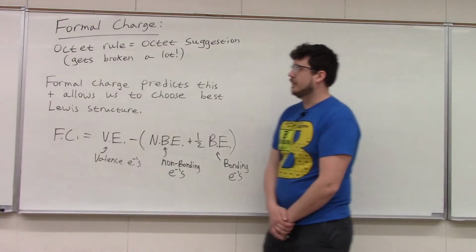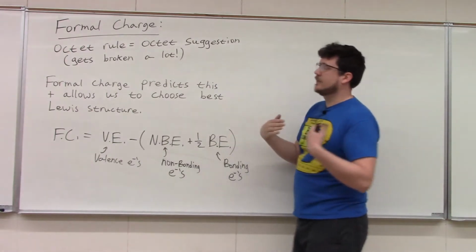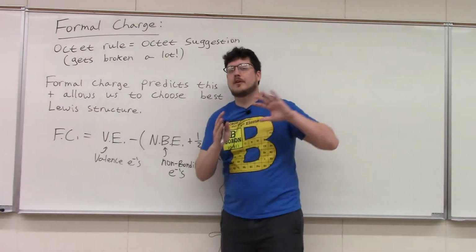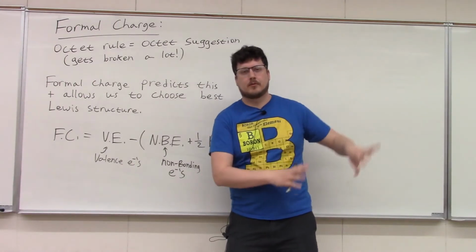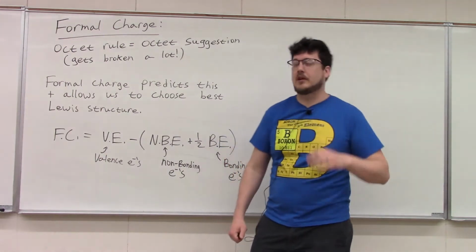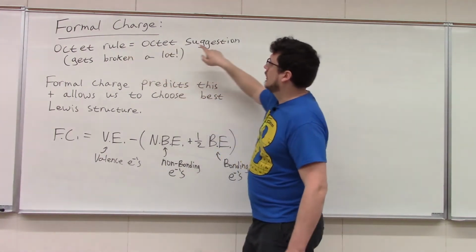Okay, so next we're going to talk about formal charge. And this is going to be a tool that's going to help us out with our Lewis structures. So make sure you're comfortable with the introductory topic that I talked about before. I'm going to have a practice worksheet for that. Make sure it makes sense. I'll have a key posted with it. Because moving forward, our octet rule is going to become an octet suggestion.